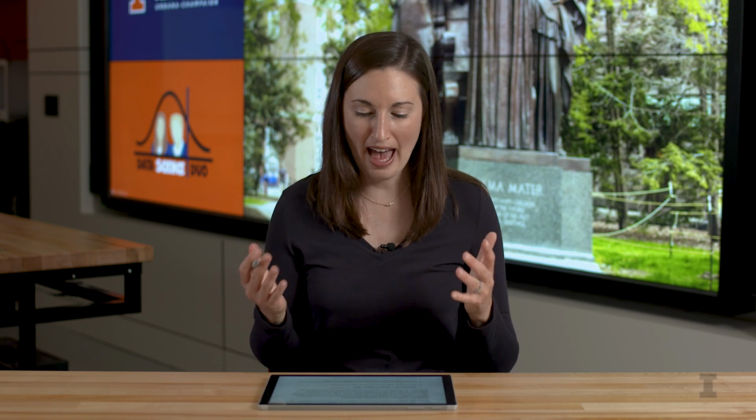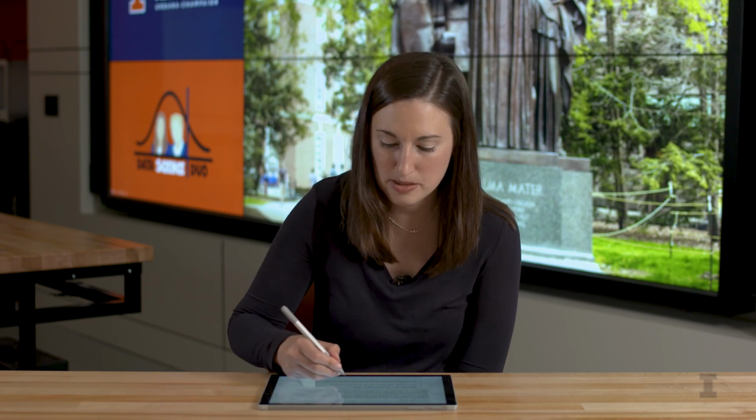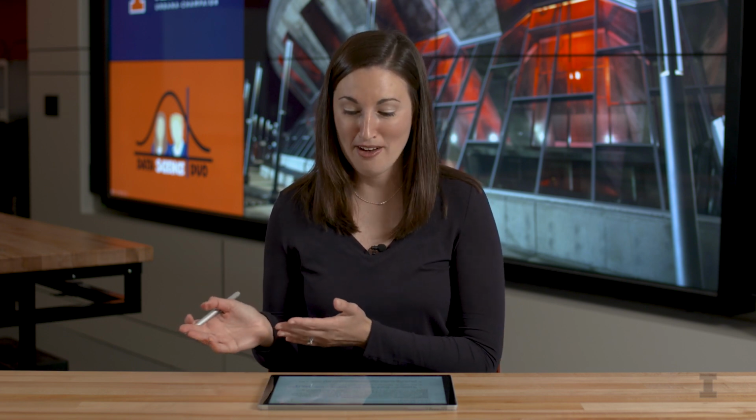It also asks what was the response. The response is the outcome, and what we wanted to see was, does it help students learn data science better? So my response is going to be better data science learning. I essentially want to design an experiment to test, does Prairie Learn homework help students have the response, learn data science better.